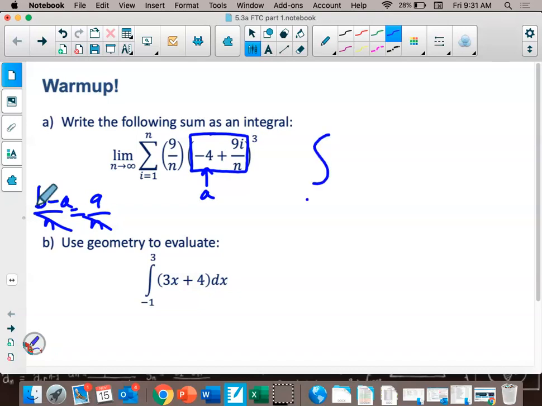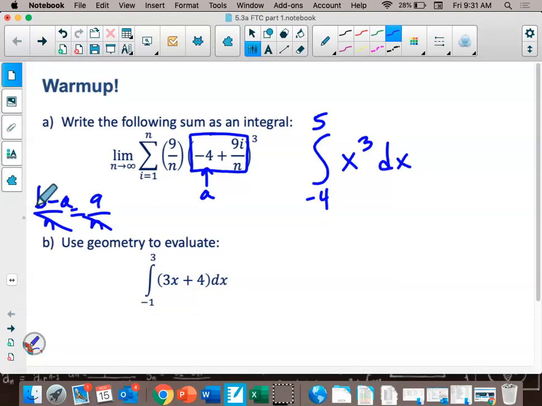So our left endpoint is -4. To get from left to right, we have to go a distance of 9, so our right endpoint would be 5. And then what are we plugging left endpoint plus width times i into? We're plugging it into x cubed. And don't forget the dx.